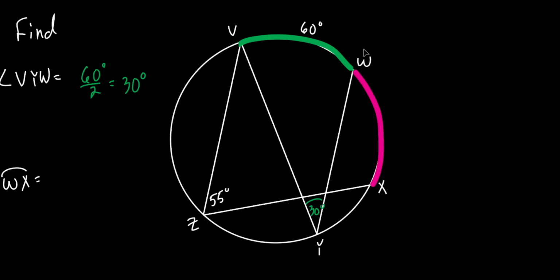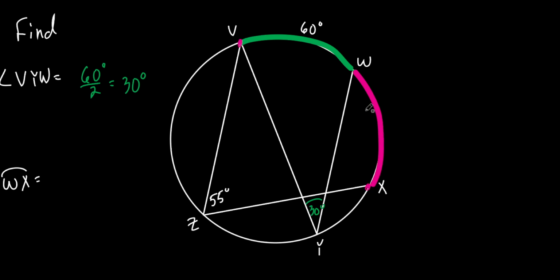Let me make sure I'm doing this right. WX. Can I find it directly? No, I'm going to have to do something else. So where am I going to go? Well, let's look at this 55 right there. Okay. Where does it go? It goes from here to here.